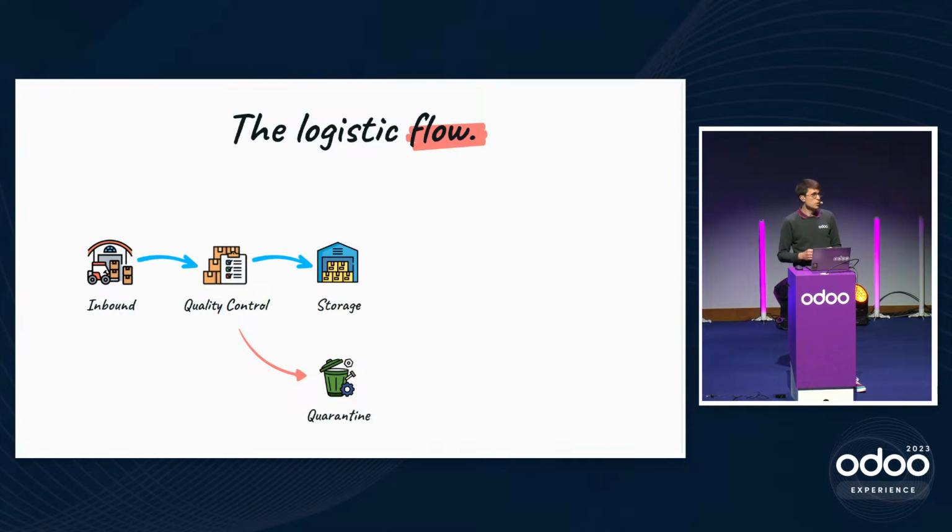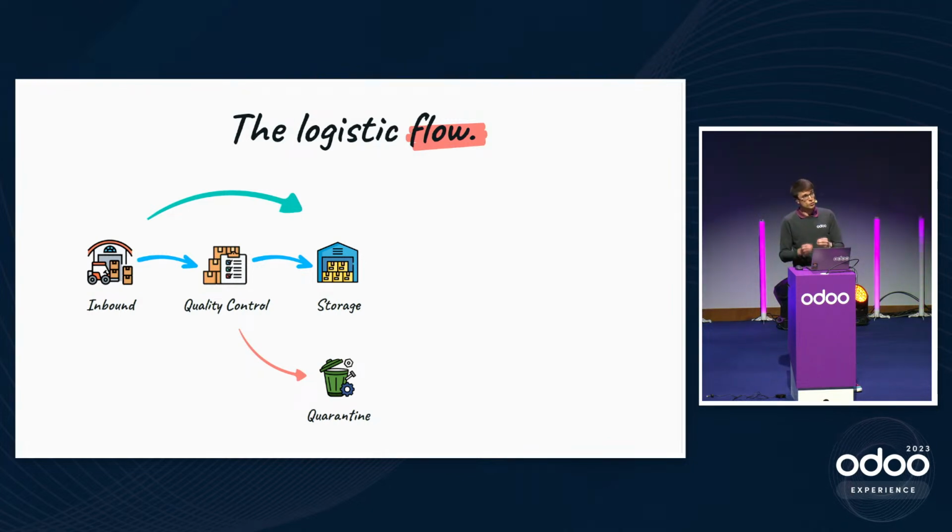And then we will send the items to a storage location, to put them in their right location in the warehouse. It can happen from time to time as well that some products, some components, don't go through the quality control area, and we send them directly to one of the warehouse locations.